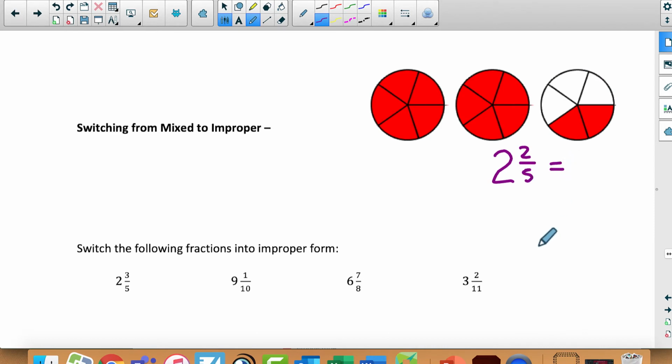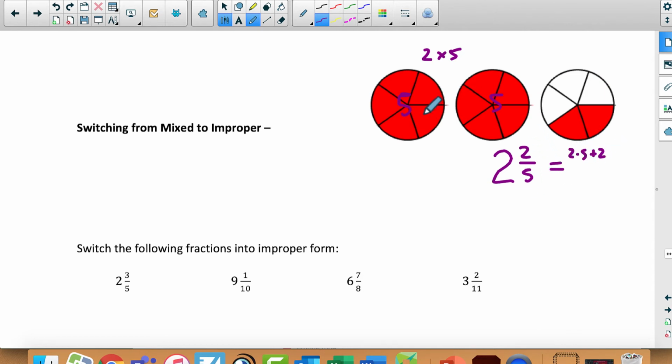Okay, now let's think about this for a second. If I was going to count up all the pieces to do my improper form, what's a fast way I could do it? Since I know this is cut into 5, and I know this is cut into 5 pieces. It takes too long to go 1, 2, 3, 4, 5, 6, 7. Why don't we just do this? We see there's 2 wholes, and each one of them has 5 pieces in it. So we would do 2 times 5, wouldn't we? And then we would add on these extra 2. And that's exactly what you're going to do. You're going to go 2 times 5 plus 2.